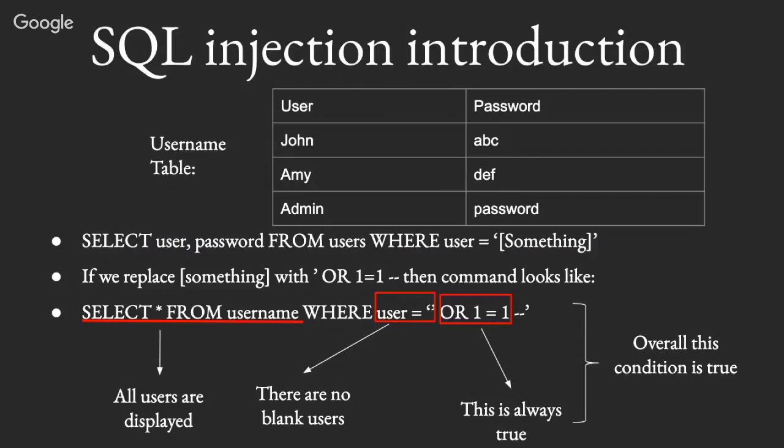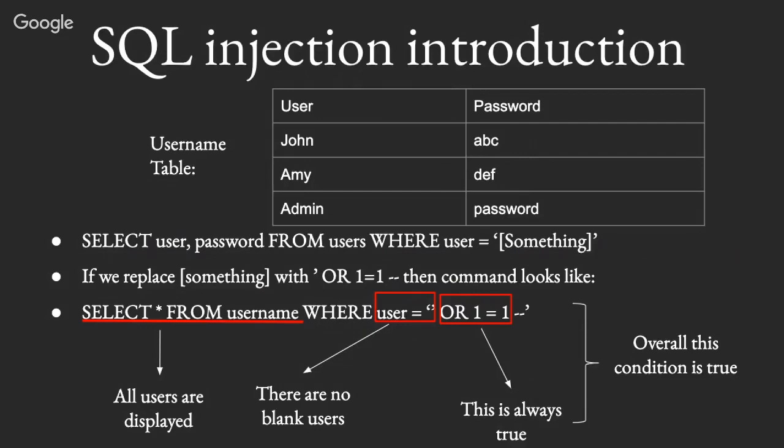And since user equals open and close quote, there are no blank users, so this is actually false. But 1=1 is always true. Therefore, this condition is true and we can select all from this username table. Yeah, I think it's a bit confusing, but do you have any questions?